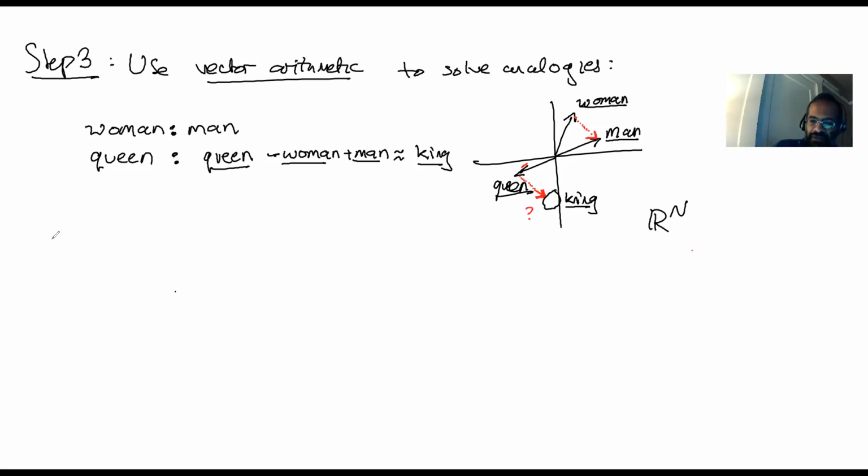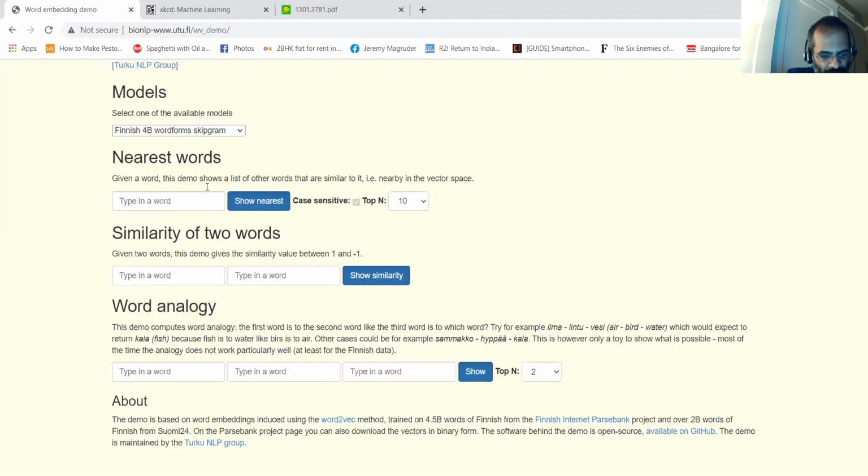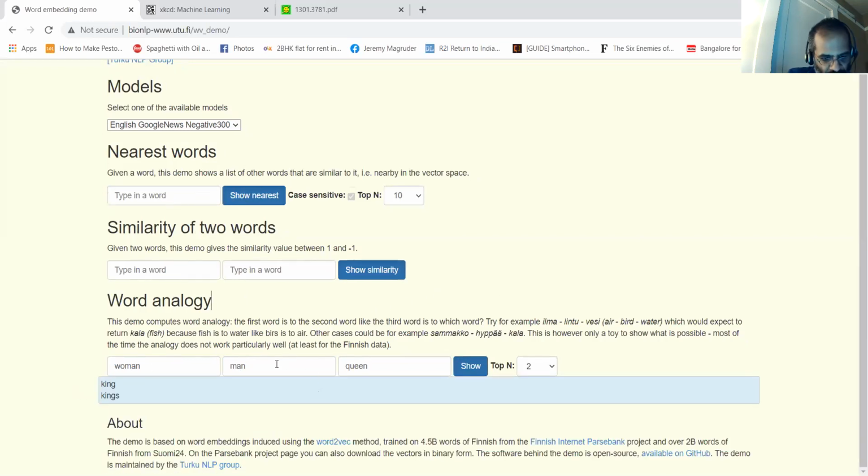So for example, there are many websites where you can run this demo. Of course, in the Google paper, they do some fancier things, but even this super basic version works surprisingly well. So here's a website that I'll put a link to. This is trained on Google News, which is some large set of words. And you can plug in this analogy. It outputs that these are the top 2 choices.